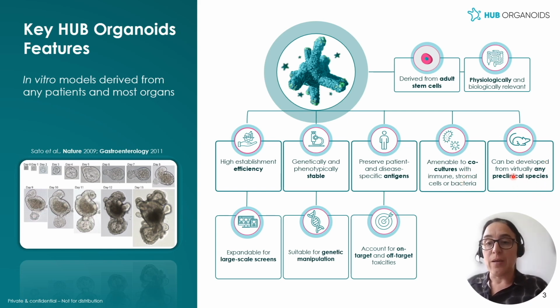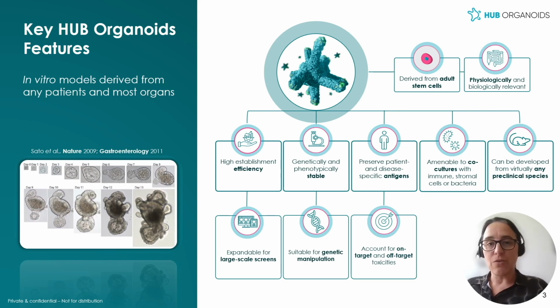They can be generated not only from human patients but from any animal model available. Especially, we can have a collection of preclinical animal models represented as organoids. They are expandable for large scale screens. They are suitable for genetic manipulations, and of course, because we can establish organoids not only from diseased tissue like inflammatory diseases and oncology, but also from normal tissue, we can have the normal counterpart of any diseased tissue in parallel in the assays. It allows us to also evaluate on-target or off-target toxicity effects.